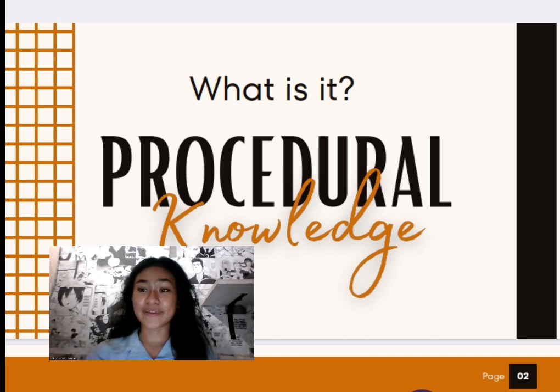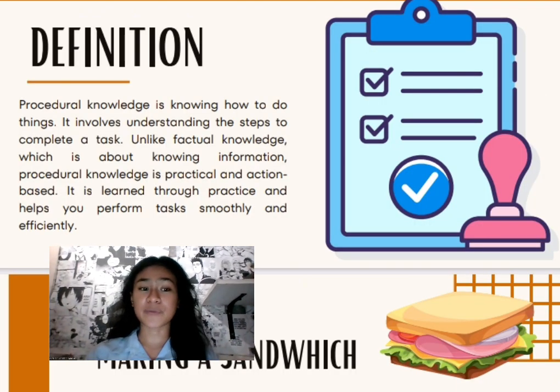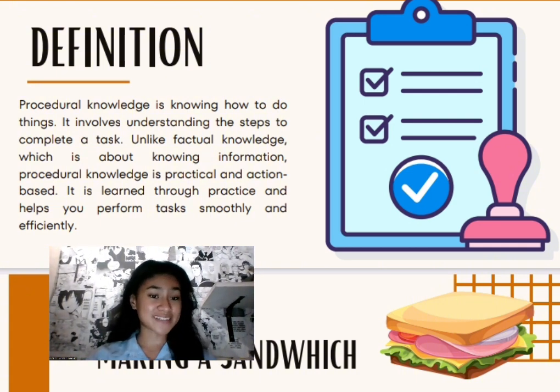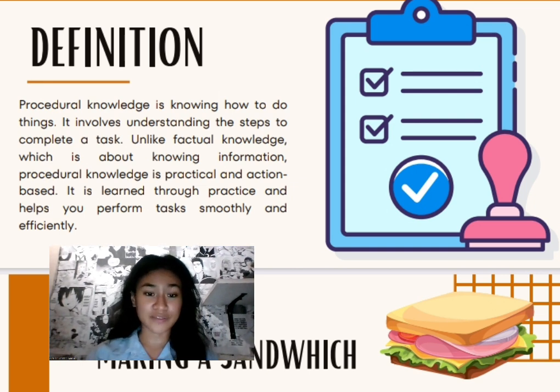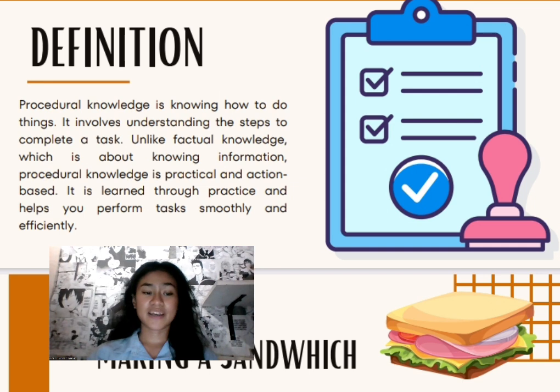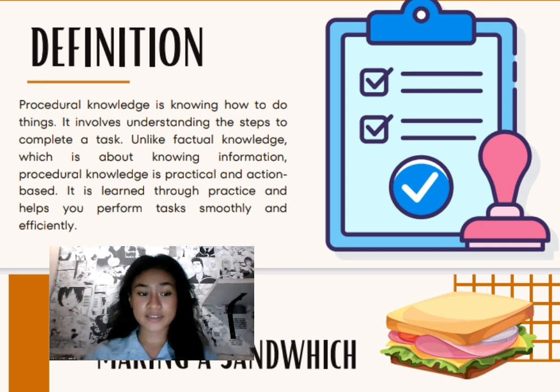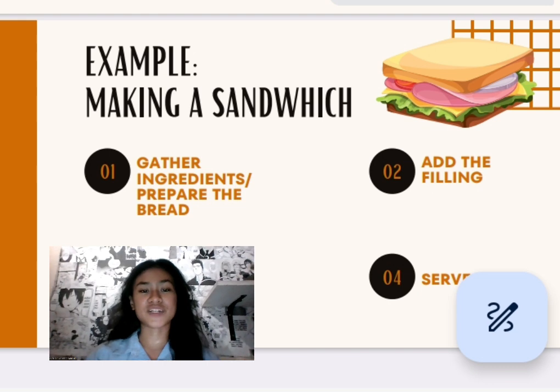So good day everyone, my name is Sanchez, and today we're going to tackle what procedural knowledge is. By definition, procedural knowledge is knowing how to do things. It involves understanding the steps to complete a task. Unlike factual knowledge, which is about just knowing the information, procedural knowledge is practical and action-based, and it is learned through practice and helps you perform tasks smoothly and efficiently.